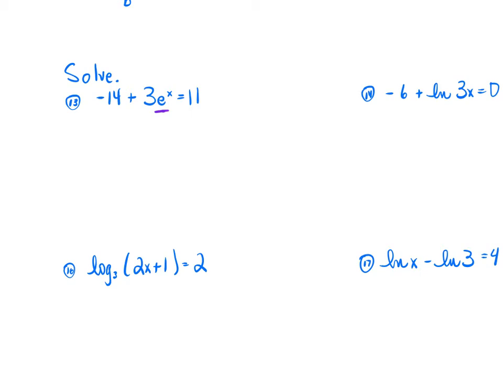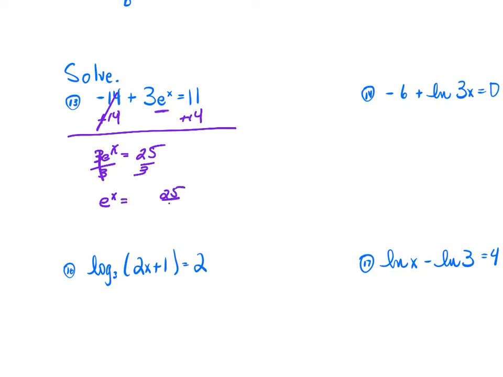So in number 13, I look and I say, okay, I'm starting off with e to the x. So I know at some point I'm going to have to take the natural log of both sides. So let's isolate e to the x. We're going to add 14 to both sides, and I get 3e to the x equals 25. Again, we want to isolate e to the x, so divide both sides by 3. So I have e to the x equals 25 over 3.